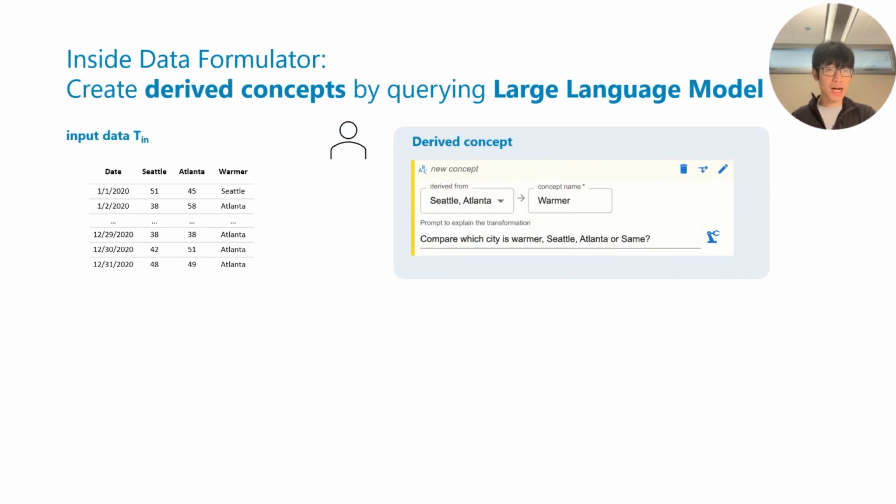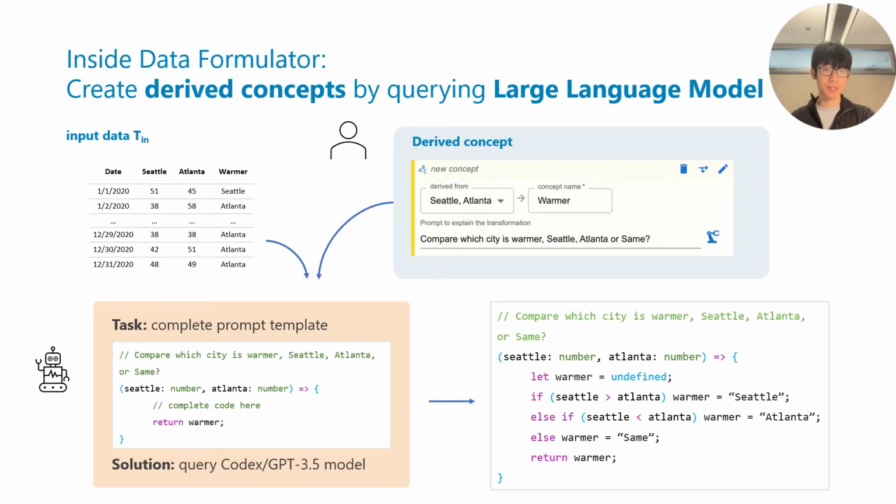Now let's look at how Data Formulator creates a derived concept. Given the input data T in, the user first selects which data columns the new concept should be derived from, and then provides a description of how the transformation should be done. Given this specification, Data Formulator prepares a program sketch that contains the input parameters, their types, and the output parameter, as well as providing the natural language instruction as part of the comment.